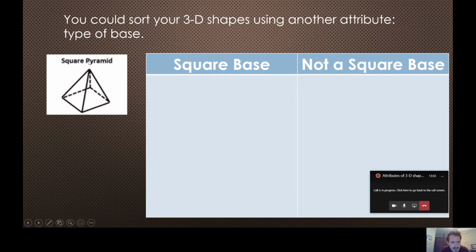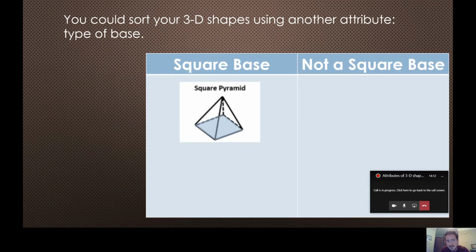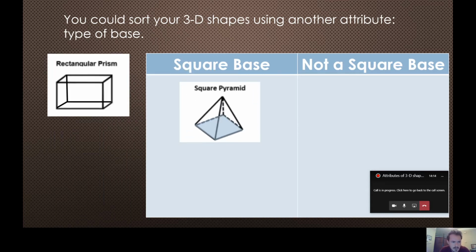It has a square base, and all of the other faces go up into 1 point at the top, 1 vertex. So does this have a square base or not a square base? Well, that would be a square base. So this shape is going to go over into square base. Let's look at the next one. Let's see if this has a square base.